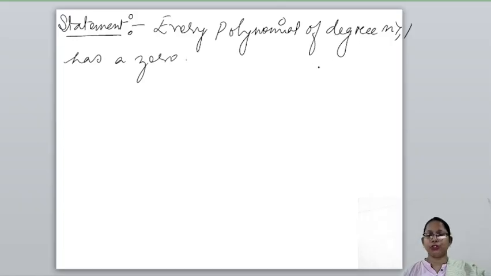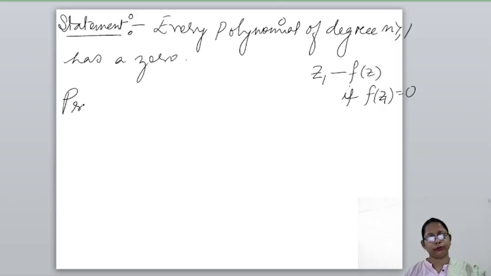That means a point z1 is said to be a zero of f(z) if f of z1 is equal to 0. That means if I put z1 here, then f of z1 is equal to 0, then this is known as a zero of the function f(z). That is, this z1 acts as the root of this f(z). Now, the proof.